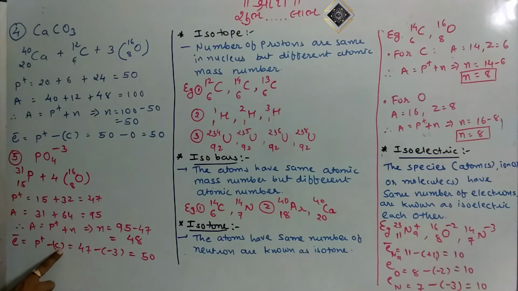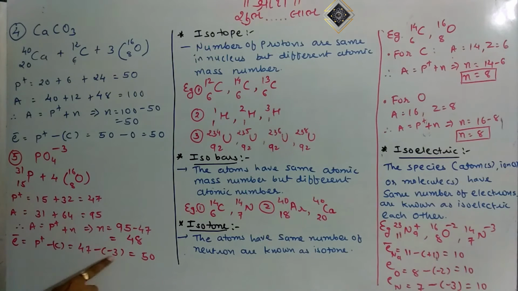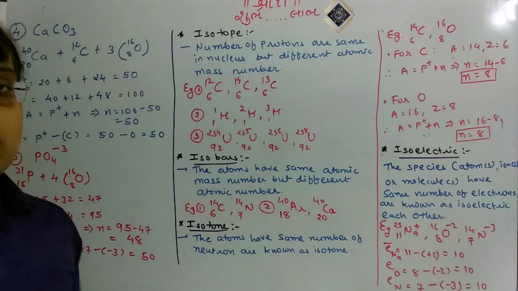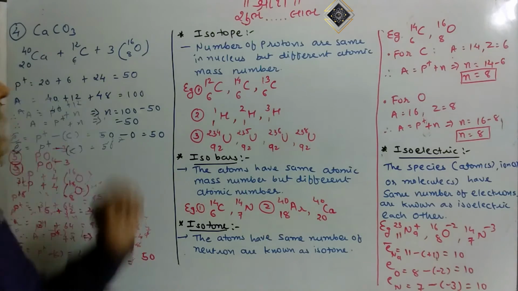Electron is equal to proton minus charge. Proton is 47, minus the total charge of the ion, which is minus 3. So 47 minus of minus 3, minus minus becomes plus, that is 50. Simple, right? This definition you have already seen in lower standard, right? I am just revising this one.